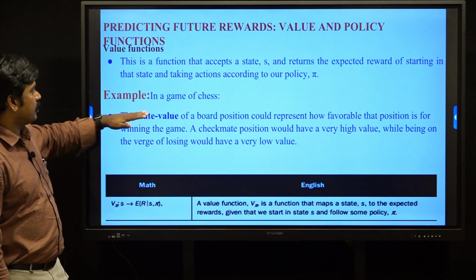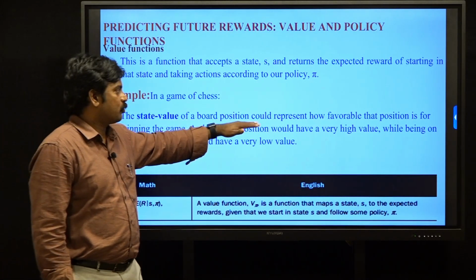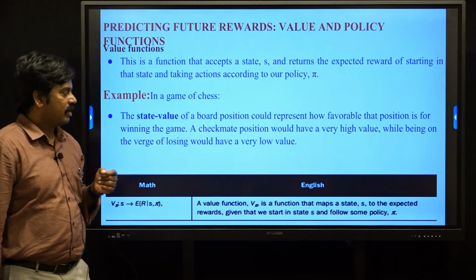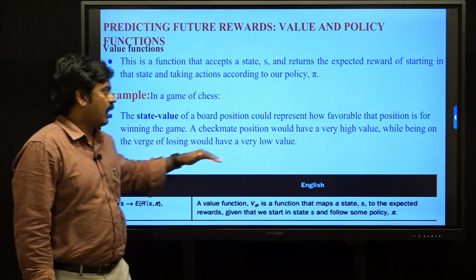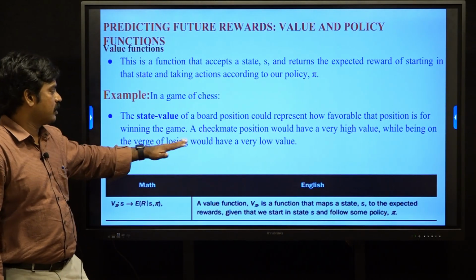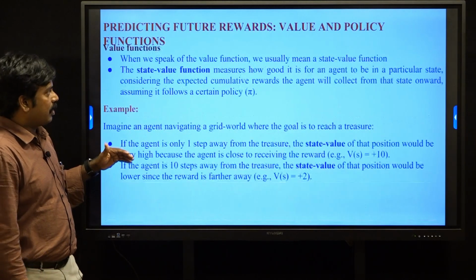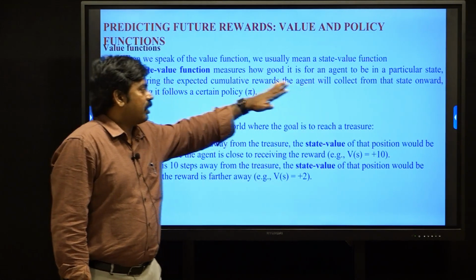One more example: in a game of chess, the state value of a board position could represent how favorable the position is for winning the game. A checkmate position would have a very high value, while being on the verge of losing would have a very low value. State value gives a measure of how good it is for an agent to be in a particular state.